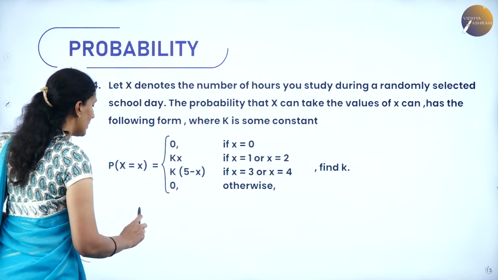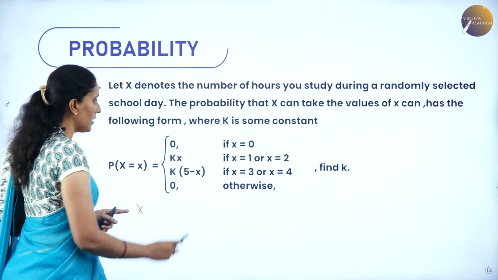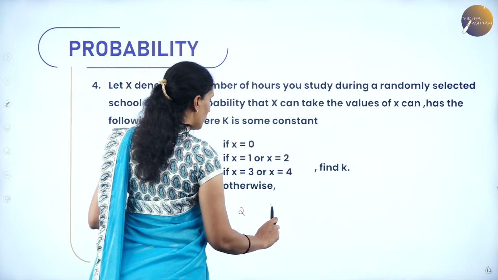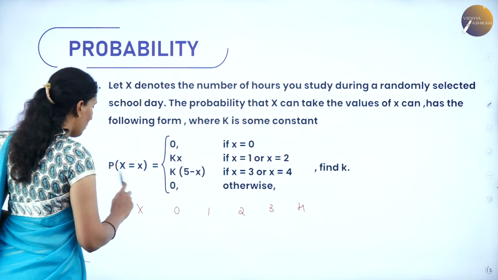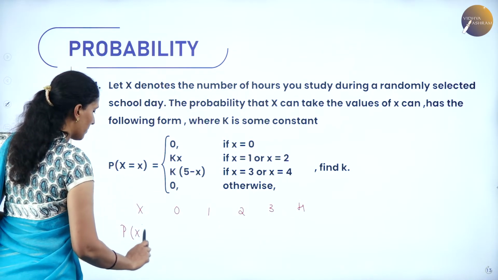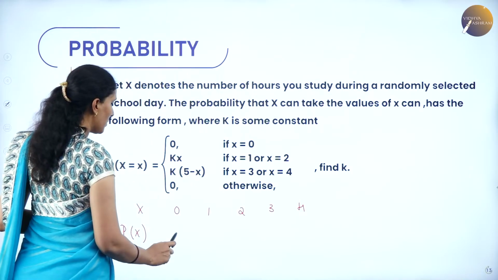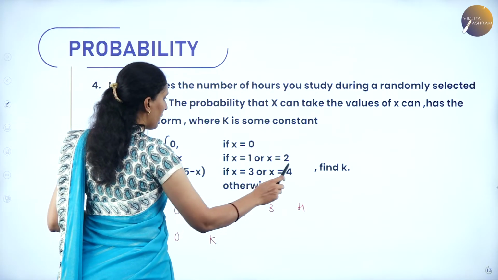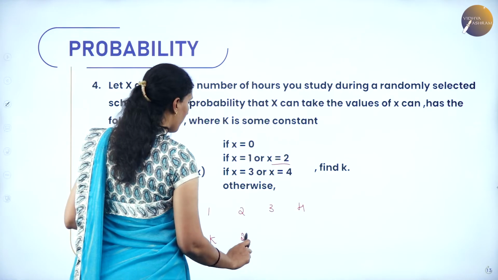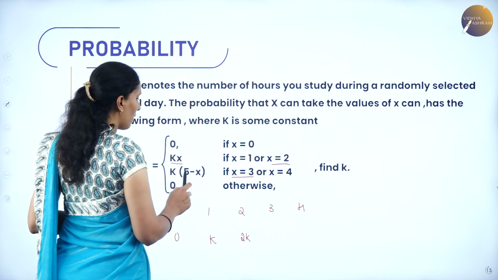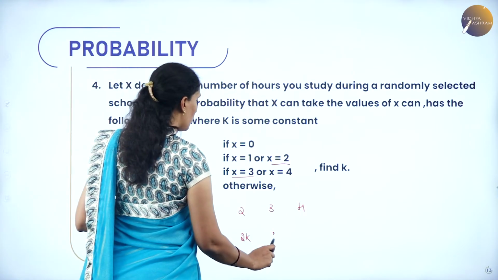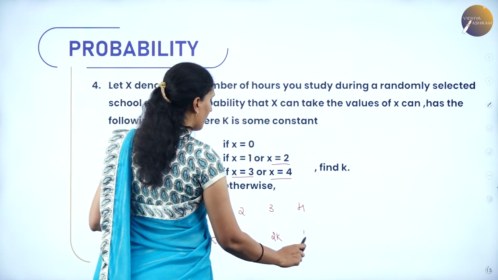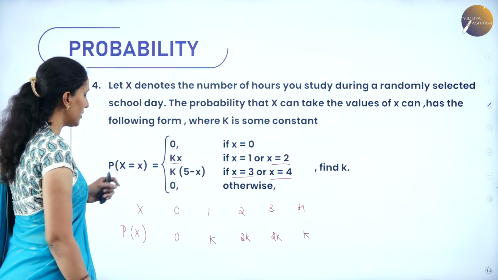First, let us write the random variable values which X can take: 0, 1, 2, 3, 4. Now the respective probability values. If x is 0, the value is 0. If x is 1, it is kx, so 1 into k, k. If x is 2, it is k into 2, 2k. If x is 3, 5 minus 3 is 2, 2 into k, 2k. If x is 4, 5 minus 4 is 1, 1 into k, k. So this is the probability distribution.